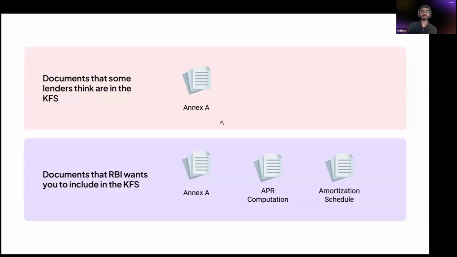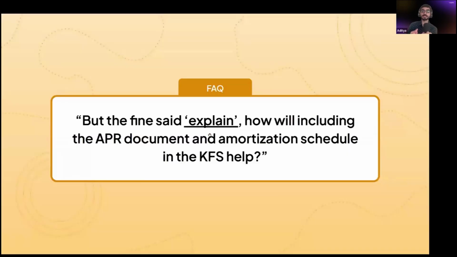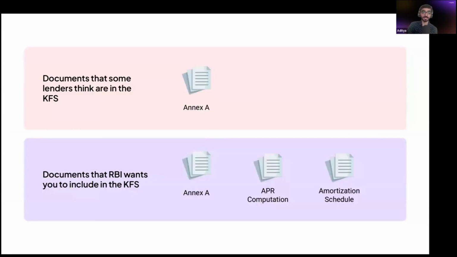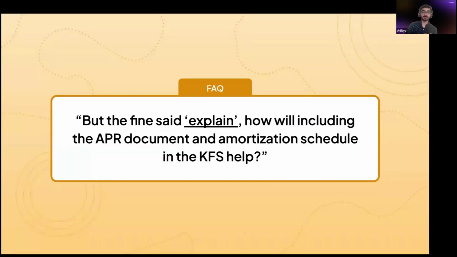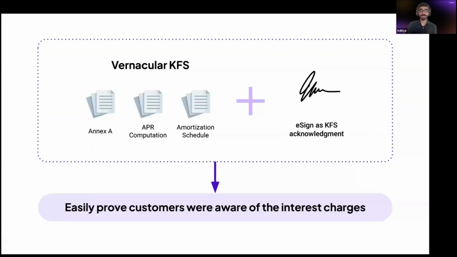KFS kit also needs an APR computation sheet and an amortization schedule in order to be fully compliant. So one question which I want to reiterate again: the RBI fine was for explaining the interest rate. So one question is ultimately, will simply attaching these documents be deemed as compliance? Will it be deemed as explaining? So yes, simply attaching these documents at the end may not be enough.